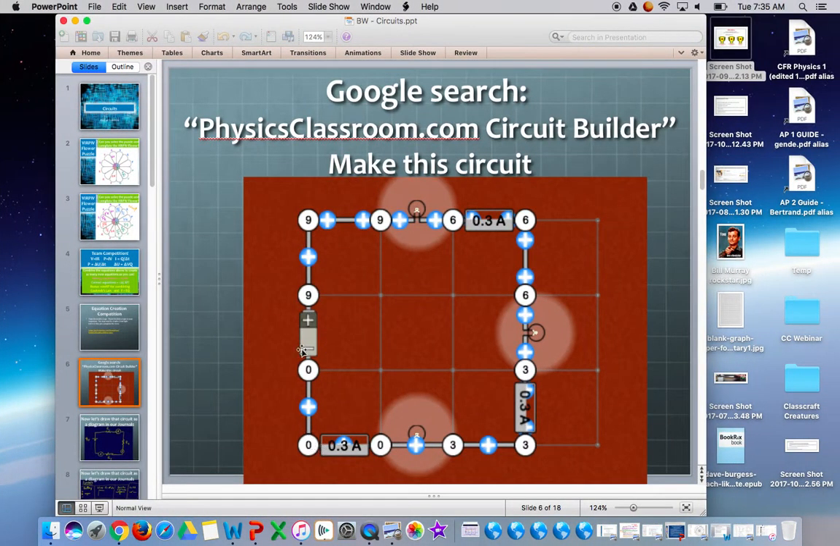You're going to make this circuit here. Battery on the left, wire, light bulb, ammeter, wire, light bulb, ammeter, wire, light bulb, ammeter, wire. Pause the video now and see if you can go create this for yourself.